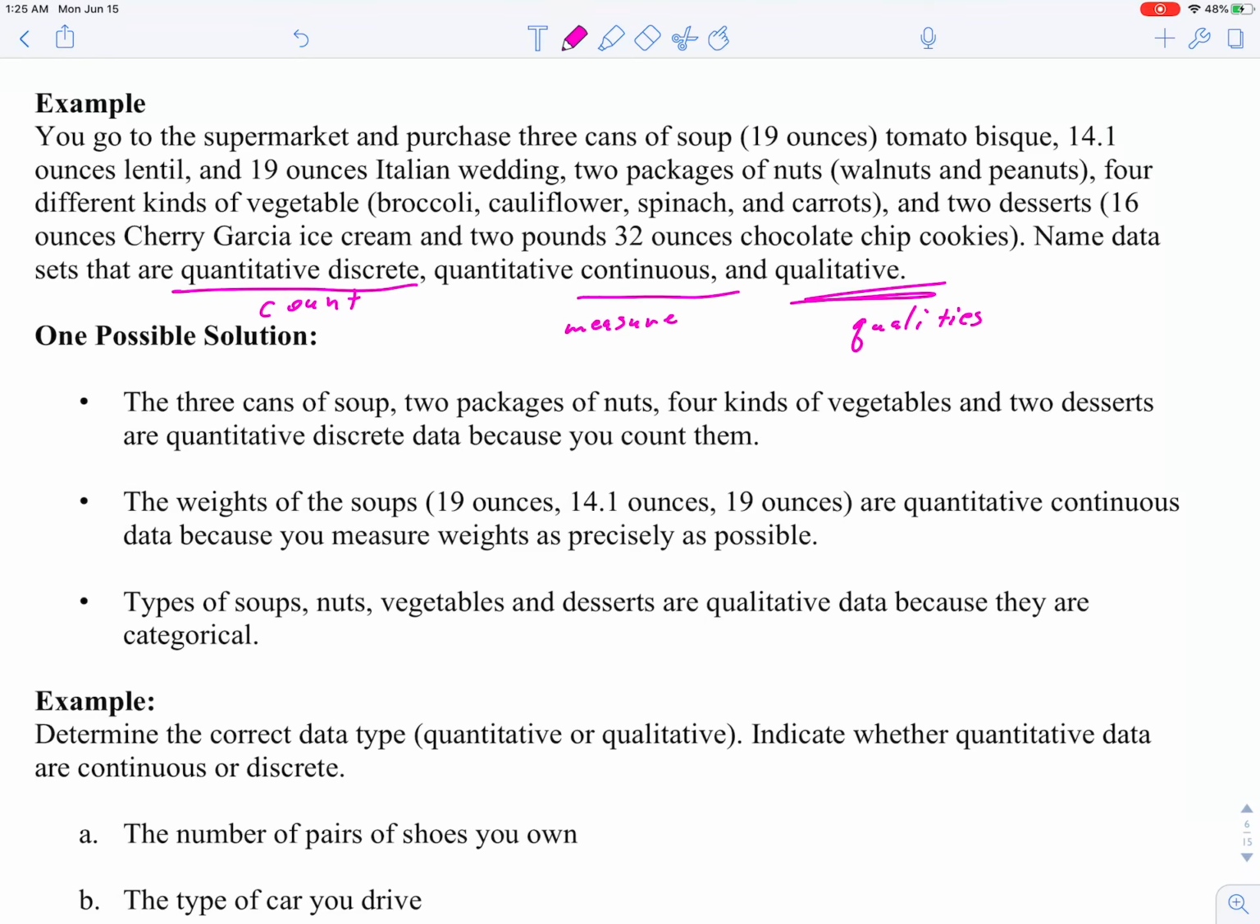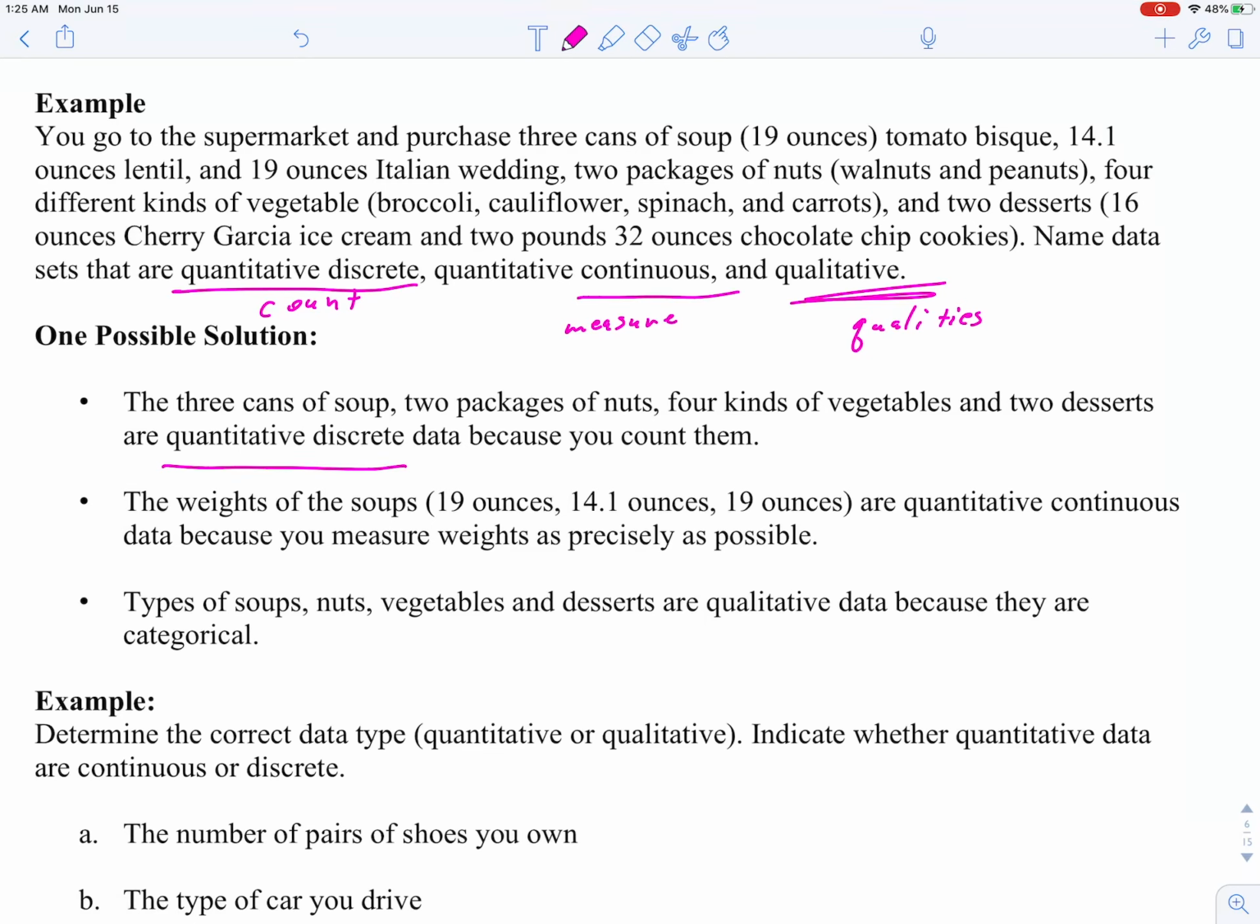Let's see, the 3 cans of soup, 2 packages of nuts, 4 kinds of vegetables, and 2 desserts are quantitative discrete because you can count how many of each thing you bought. It's either a can or it's not. You can't say, again, that you have half a can or half a bag.